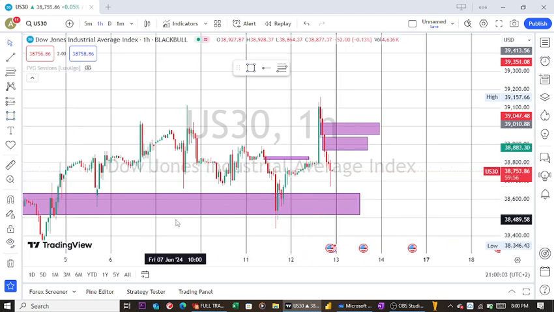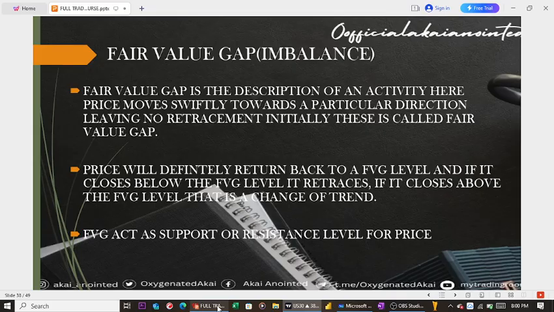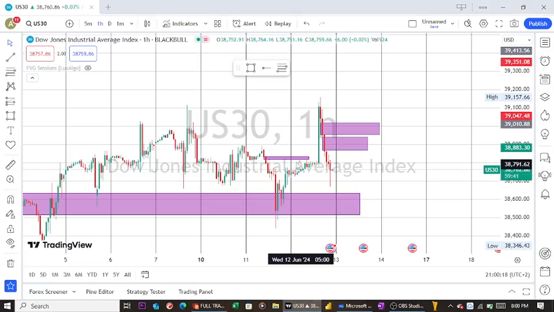Now, this fair value gap acts as support and resistance. Prices will definitely return back to a fair value gap level, and if it closes below the FVG, it continues the trend. If it closes above the FVG, that is a change of trend. Using this fair value gap as an example, one of the smallest fair value gaps in this zone, you can see how it played out carefully. Now it acted as support and resistance for this zone.